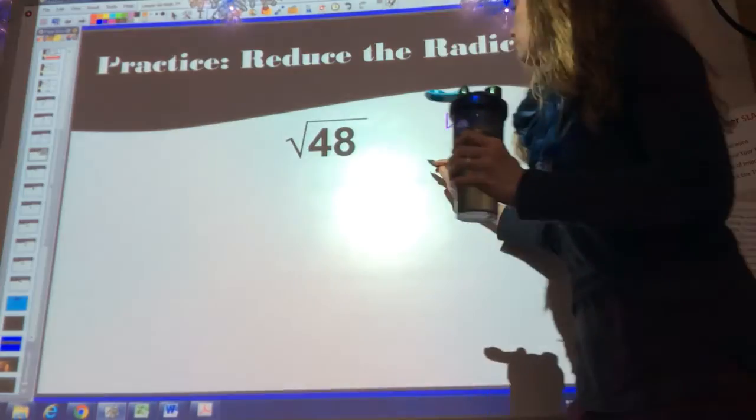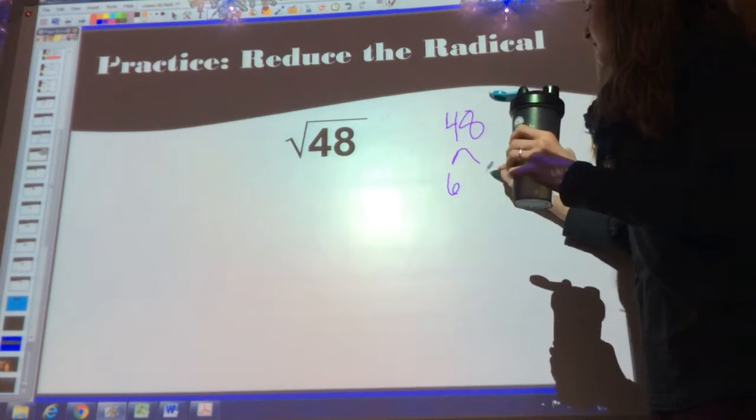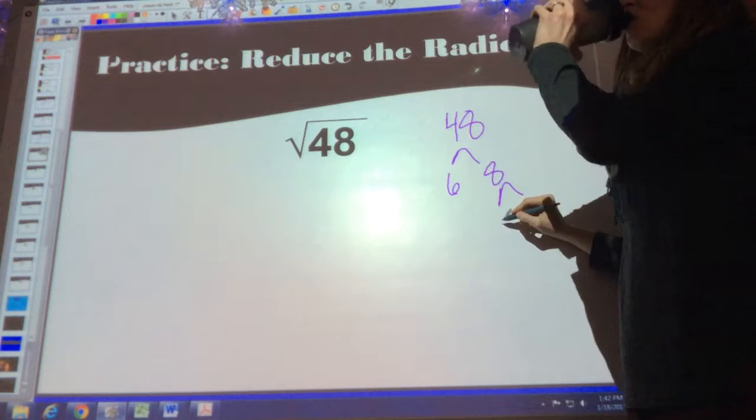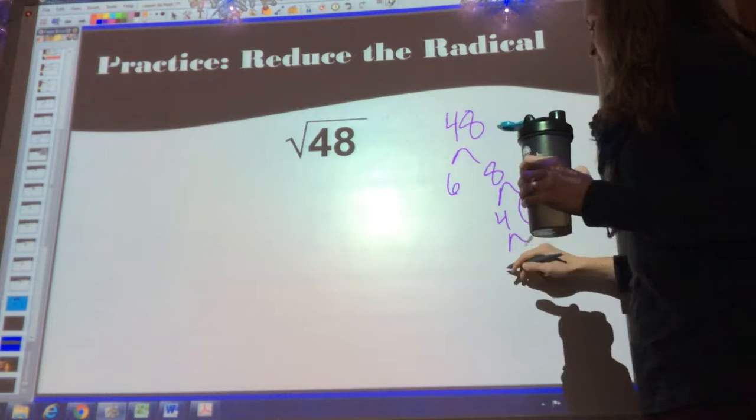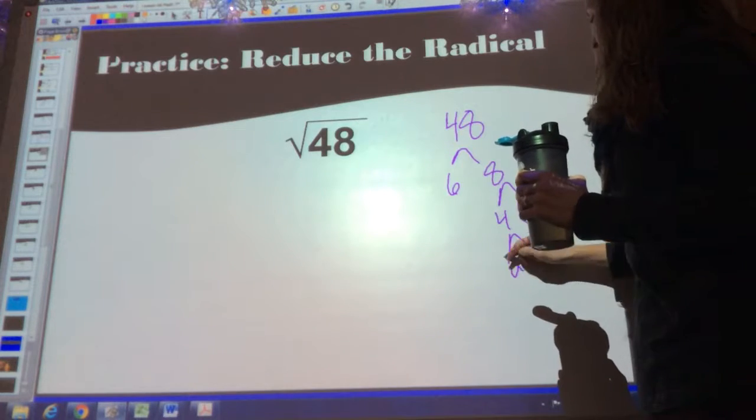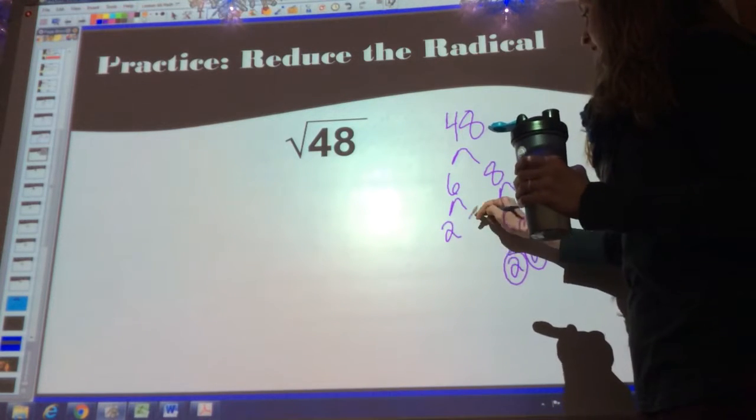Practice, reduce the radical. 48 equals what times what? 6 times 8. 8 equals 2 times 4. You guys are getting so much better. 4 equals 2 times 2. And 6 equals 2 times 3. Awesome.